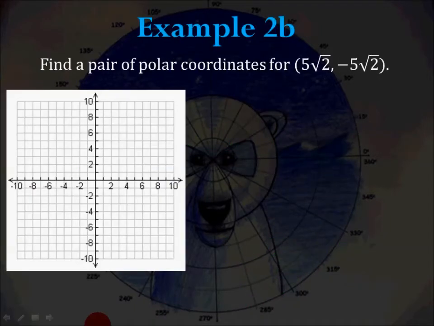All right, give 2b a shot. Now find a pair of polar coordinates for 5 root 2, negative 5 root 2. Find the x, y equivalent. Go ahead and try that. Pause the video and restart it when you're ready.